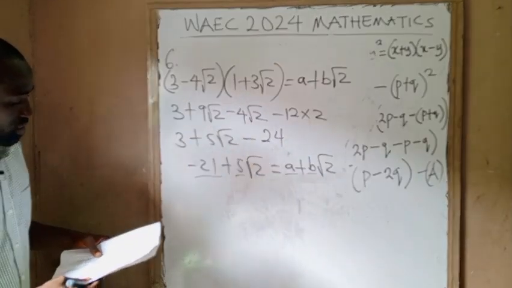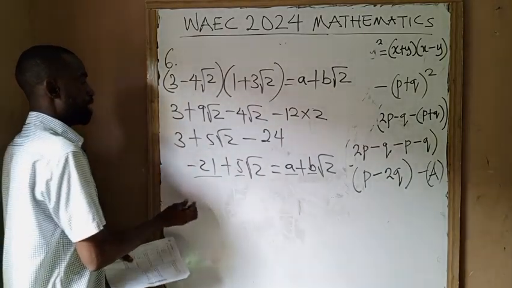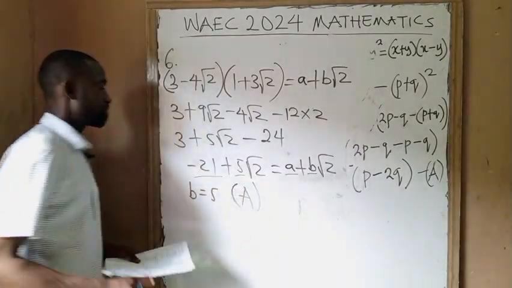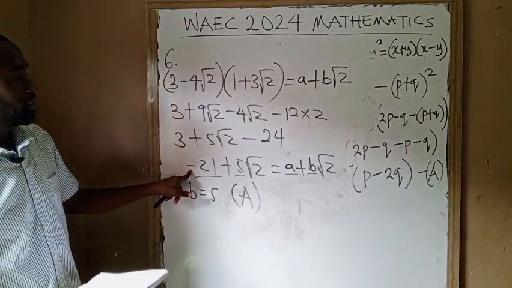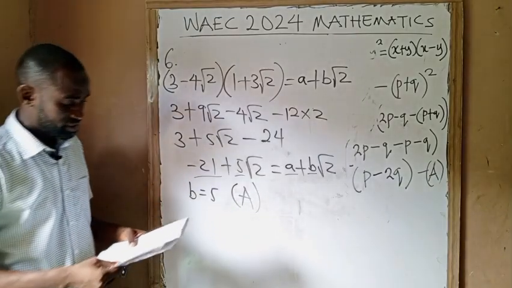So the correct answer to that question is option A. Our b is equal to 5, which is option A. A is minus 21, but b is 5. So that is question number 6.